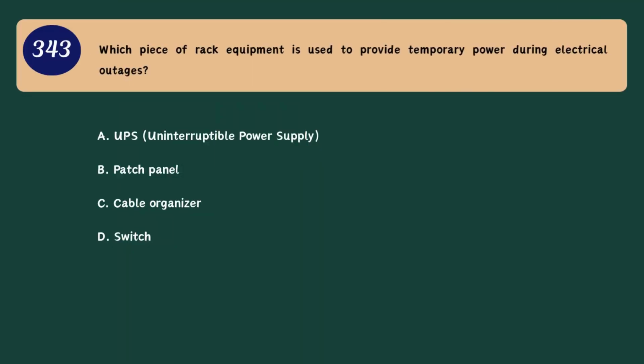Question 343. Which piece of rack equipment is used to provide temporary power during electrical outages? A. UPS, uninterruptible power supply. B. Patch panel. C. Cable organizer. D. Switch.